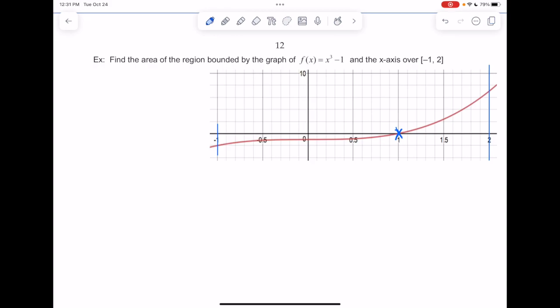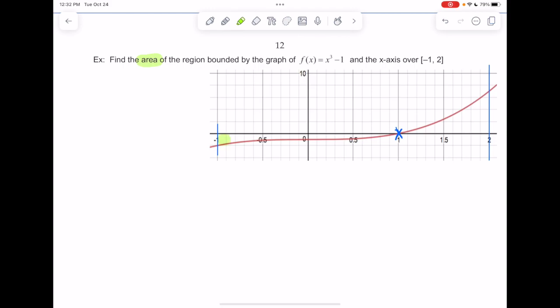So you might be tempted to just do the definite integral from -1 to 2. But if you do that, the area that's below the axis will cancel out the area to the right, and that would be net area. But they're not asking us for net area. They're asking us for area, regular area, which means that we want to treat the area as positive.